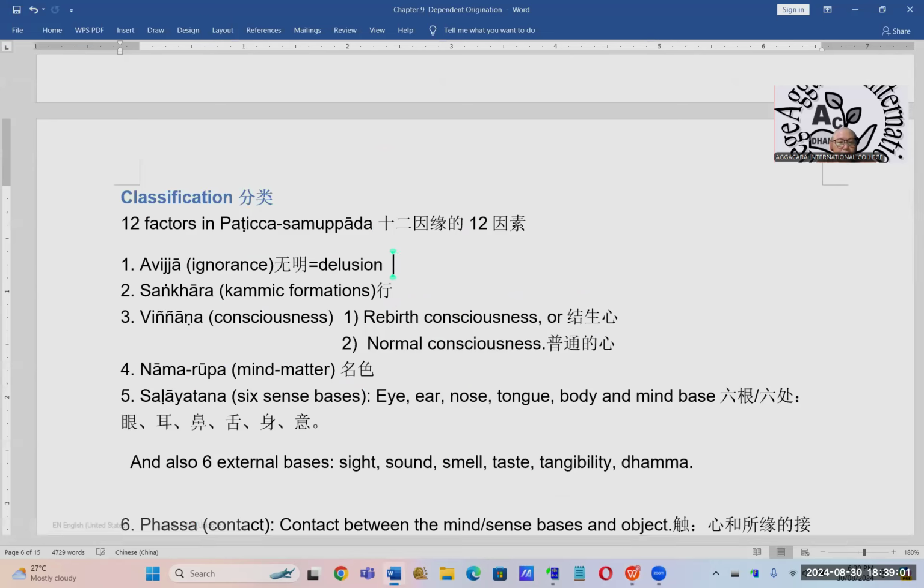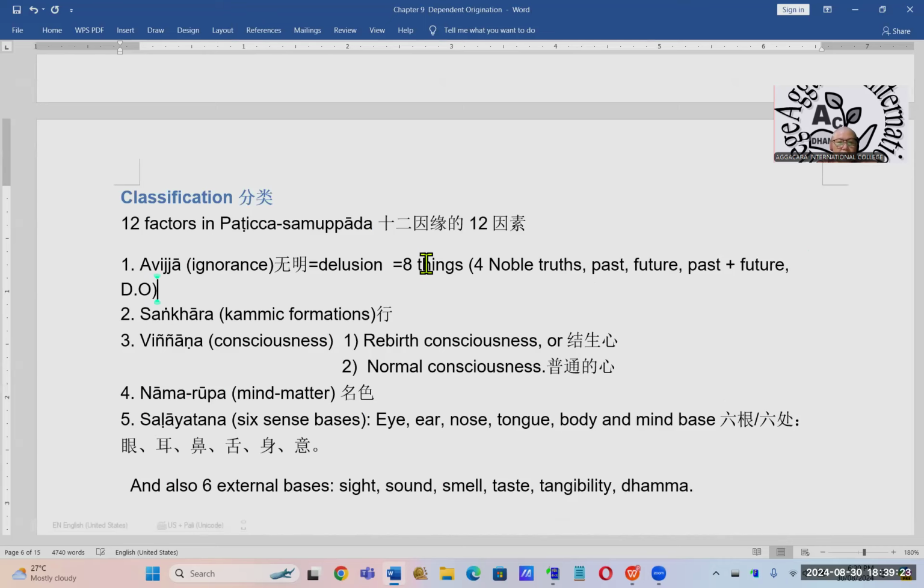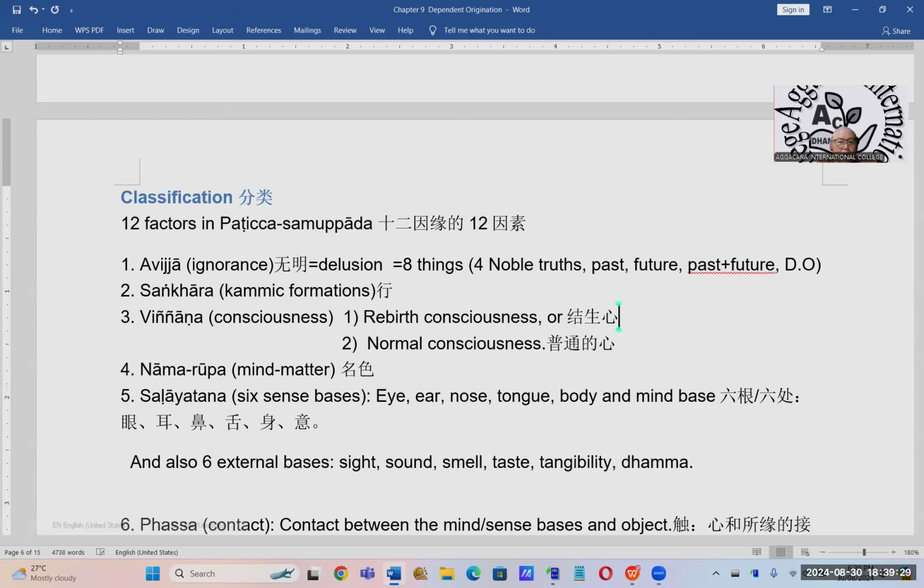So delusion means not knowing the 8 things. You can write down the Four Noble Truths, past, future, past and future, and then dependent origination, I just put it like this as a shortcut. And then this is talking about chetana, in kusala, akusala, and also the rupa jhana chitta, which means in most of the things here.